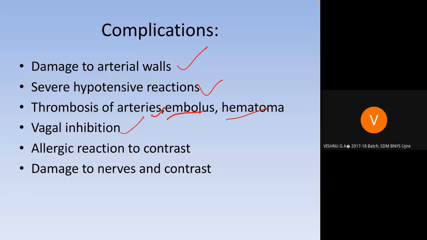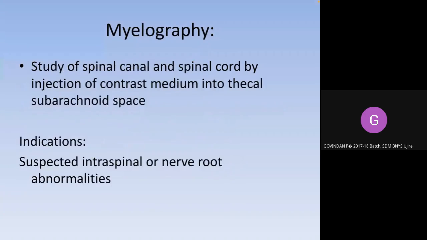Okay. Allergic reaction to contrast and damage to nerves and the contrast. Now, what are the nerves which are present in the arteries known as? Vasa nervorum. Exactly, that is correct. What is the artery supplying the artery known as? Vasa vasorum. Very good. Next, we have finished myelography.